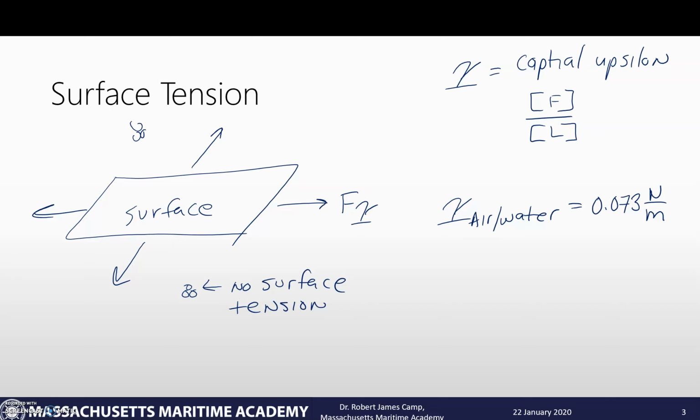When we're looking at this, surface tension causes the surface to act like a membrane. Think of a rubber balloon: as you blow into the balloon, it stretches the surface out, and the surface is trying to hold itself together to contain that pressure.